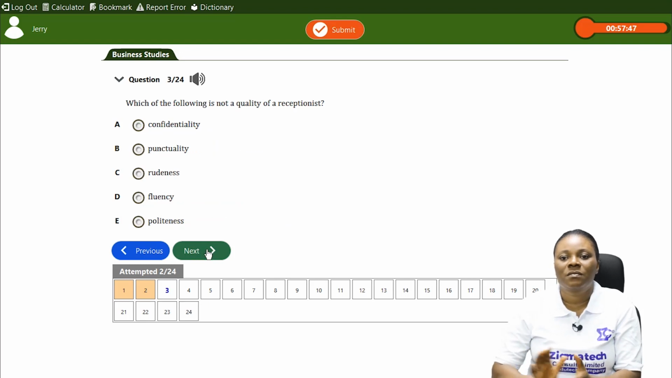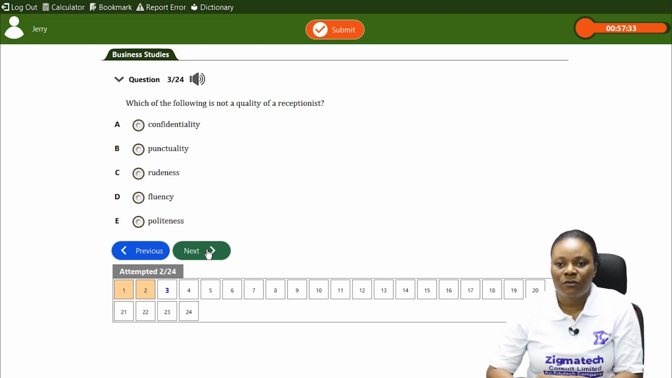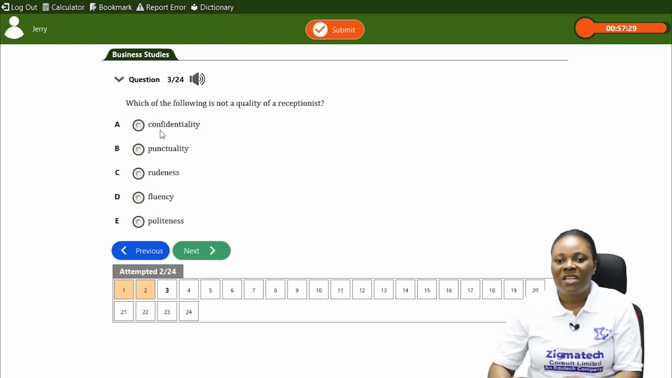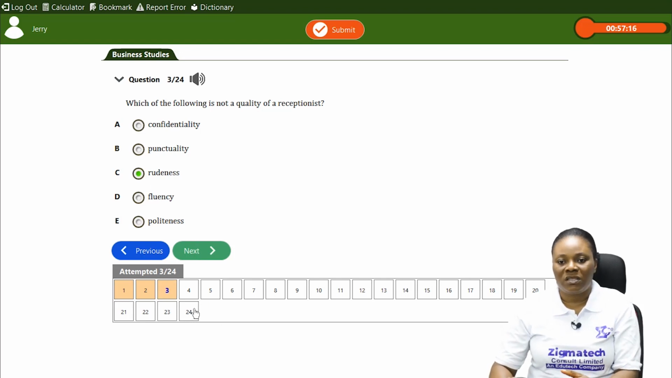Let's take another question. It says, which of the following is not a quality of a receptionist? A, confidentiality, punctuality, rudeness, fluency, politeness. So which of these is not a quality of a receptionist? Confidentiality is a quality, punctuality is a quality, fluency is a quality, politeness is a quality, but rudeness is not a quality. It's a negative quality.